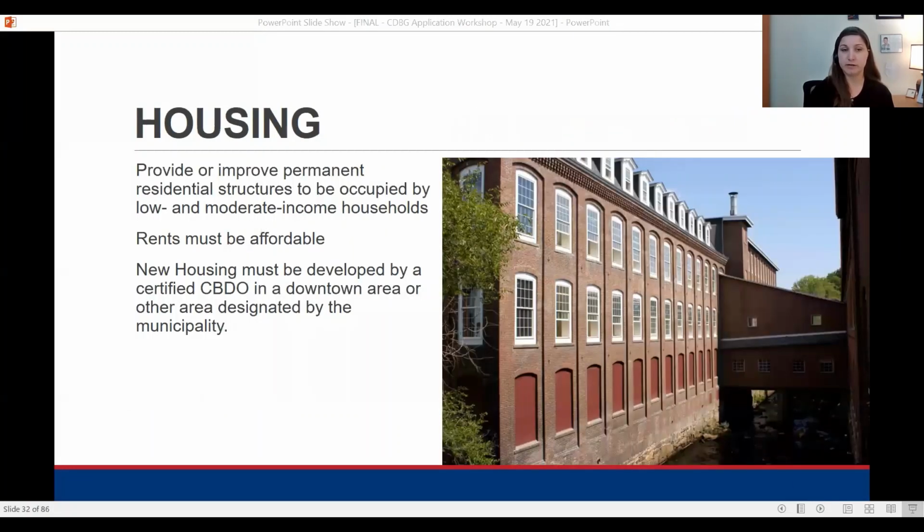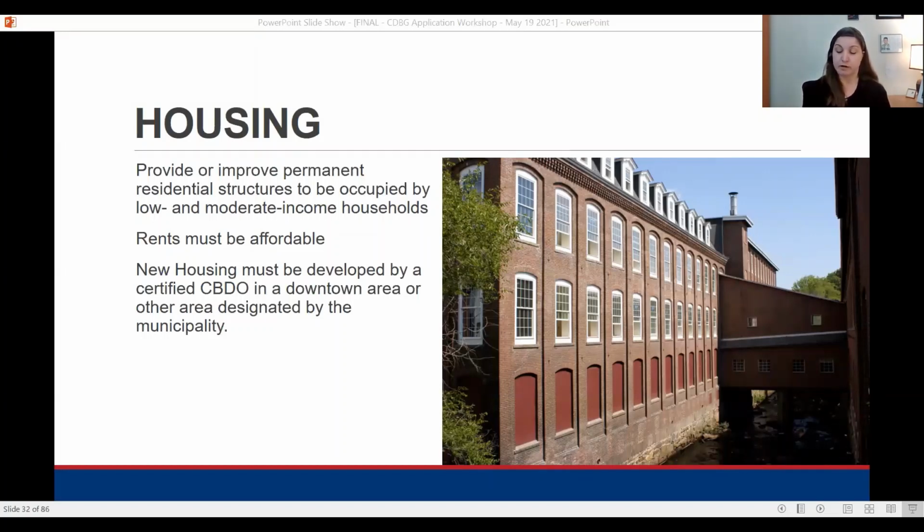The third category is housing. There are a number of different types of housing, which includes multifamily housing, single family, or new construction. For multifamily units assisted, affordable rents are required. A multifamily rehab requires 51% LMI benefits. And then if it's a duplex situation, at least one of the units must be for an LMI individual.